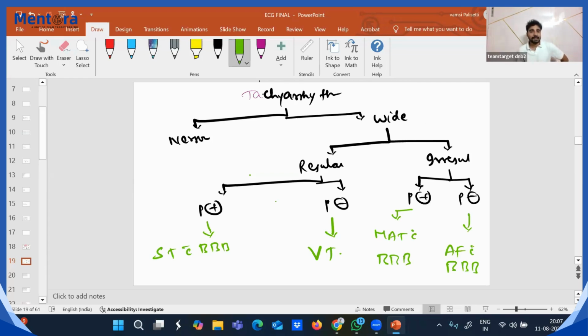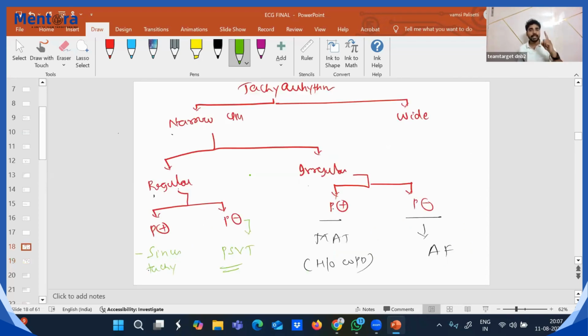Any doubt in this? Again, I will explain. No need to worry. You saw the ECG showing some tachyarrhythmias. The first thing to decide in your mind is whether it's a narrow complex or a wide complex, differentiating supraventricular origin from ventricular origin. In the narrow complex, you look at regularity and P wave. If regular rhythm and P wave present, it's sinus tachycardia. If regular rhythm and P wave absent, it can be PSVT, either AVNRT or AVRT.